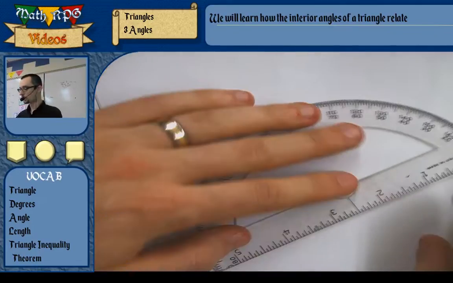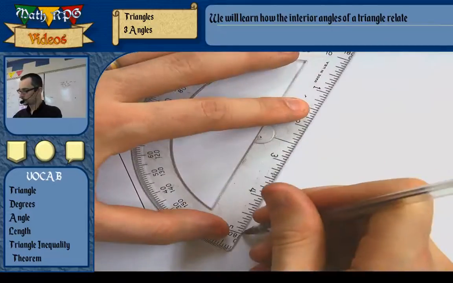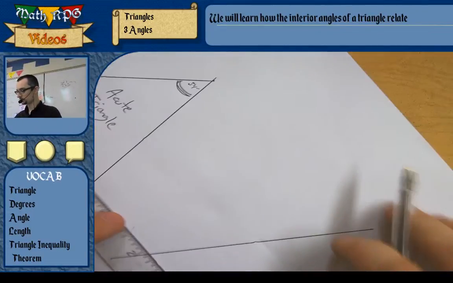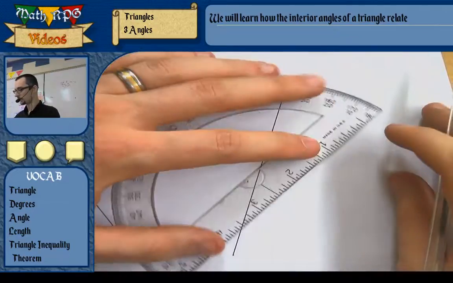And I'll draw one last triangle. This one's going to be a really big triangle. Let's see how I want to do this.